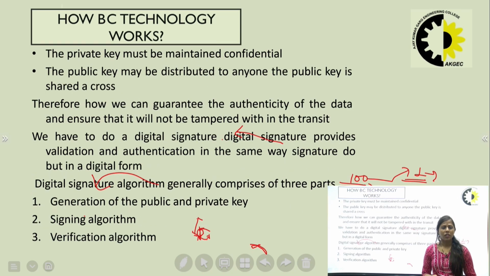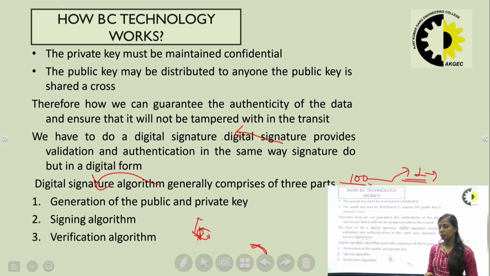Now, blockchain technology works like this: the private key must be kept confidential, as we already know. The public key may be distributed to anyone in the network. We have a series of nodes, as we have already discussed. The blockchain is a distributed peer-to-peer network in which identical copies are given to each node.